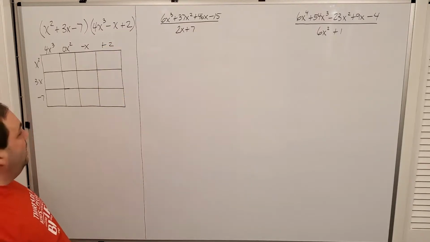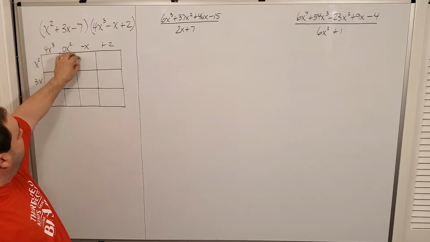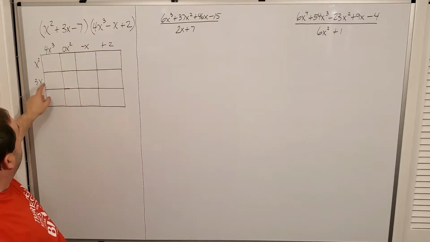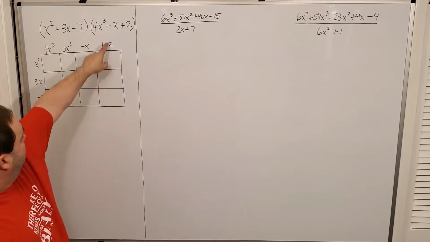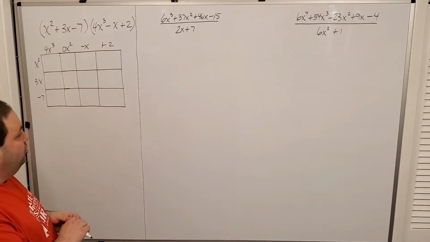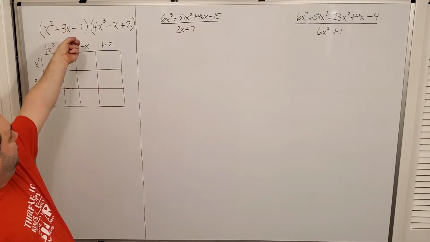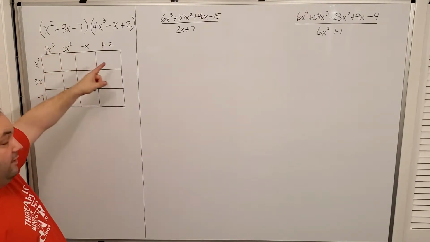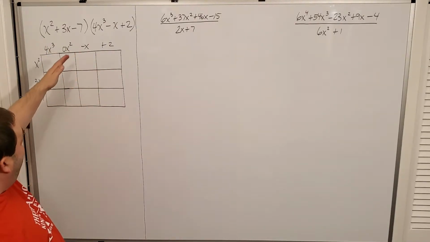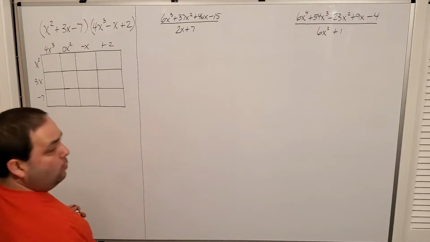Okay? Multiplying by the area method just means I'm going to do the length times the width on each one of these squares. So for this square, I'll do 3x times 4x cubed. And over here, I'll do negative 7 times 2. And then when I'm done doing all of those, the total area is the complete multiplication of both polynomials. And what you'll notice is, since I have everything lined up correctly, the diagonals are going to be like terms. And that's the way we want it.